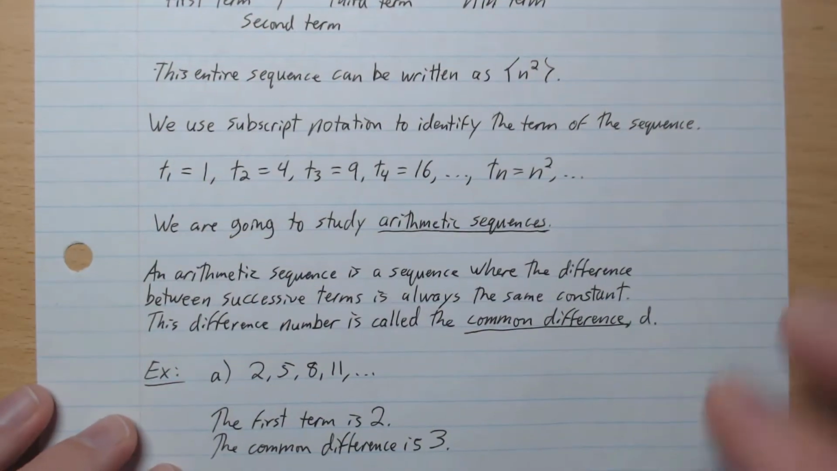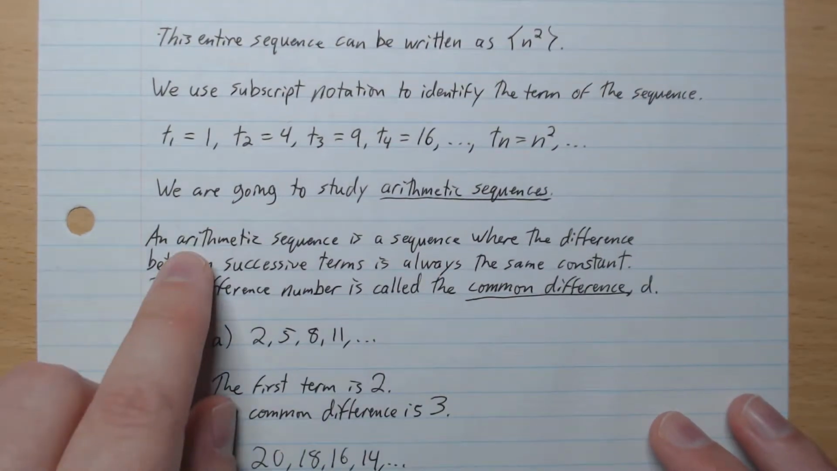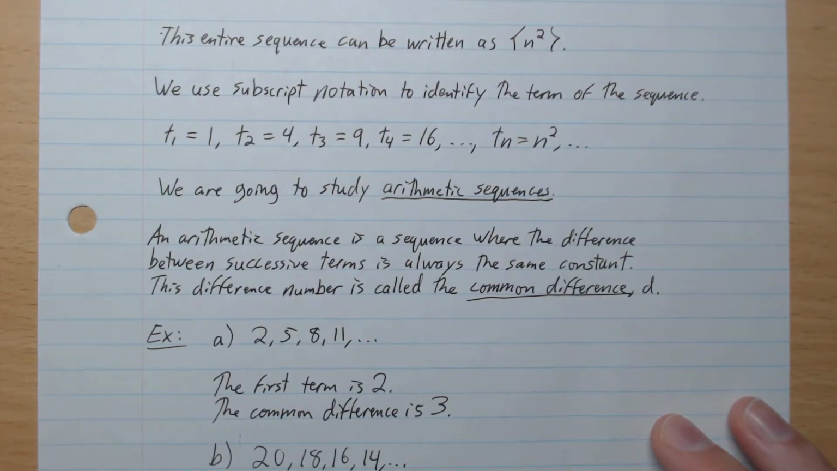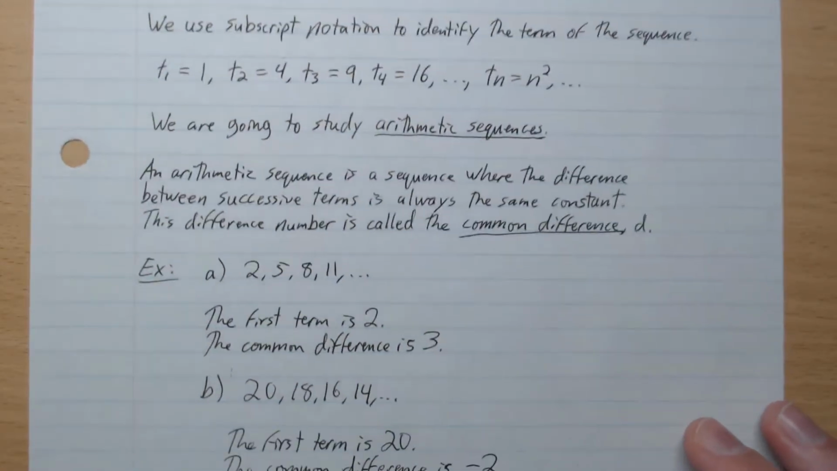And today we are going to study arithmetic sequences. An arithmetic sequence is a sequence where the difference between successive terms is always the same constant. This difference is called the common difference, and we give it the letter d.